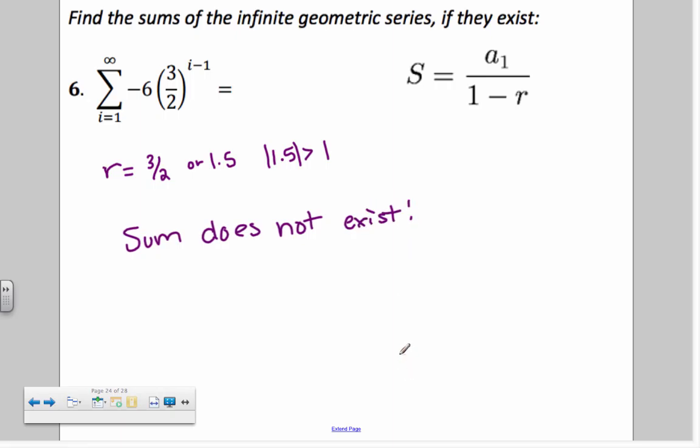If I did need to find the sum, I would go ahead and find the first term by plugging in 1 for i and calculating what the first term would be.